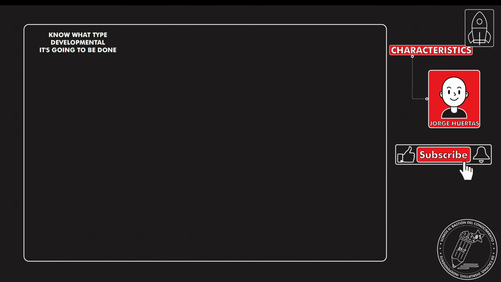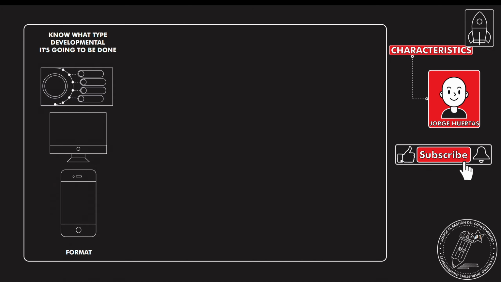So the first thing that you need to know when you start using the law of thirds is what kind of development you are going to do. So the format is extremely important. If it's for a phone, if it's for the screen of a computer, it's really important to know which kind of development you are going to make.